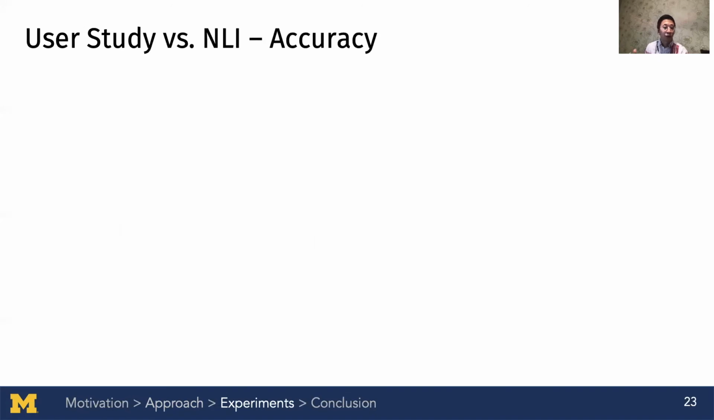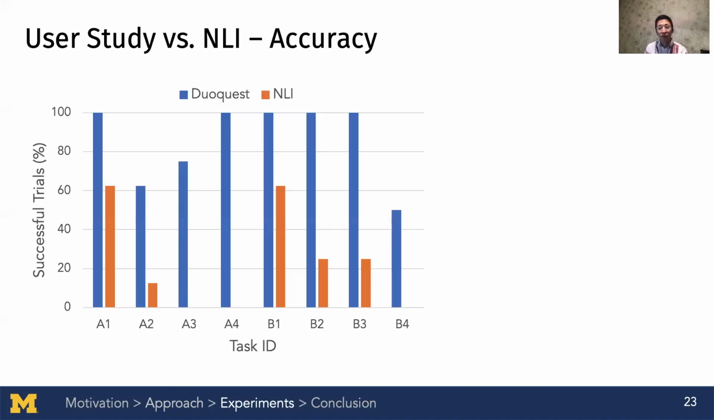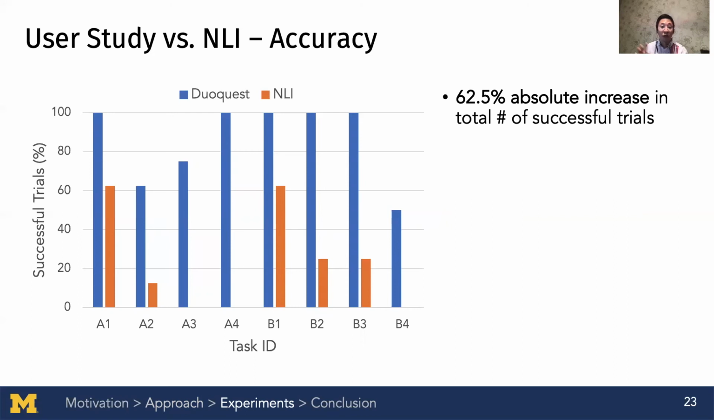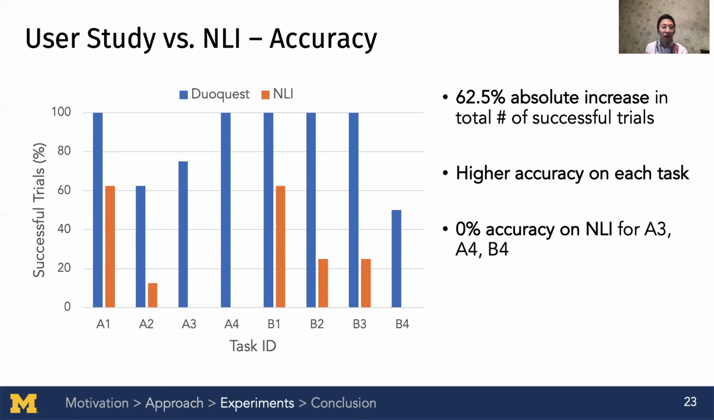When we compared with the natural language interface, these are the results that we got. The x-axis shows each independent task that we tested people on, and the y-axis shows the % of successful trials where users got the result that they were supposed to. On the aggregate, there's a 62.5% absolute increase in the total number of successful trials across all of these tasks. We also observed that the blue bars are higher for each individual task. And finally, on A3, A4, and B4, which are some of the more difficult tasks, there was 0% accuracy for natural language interface. Not a single user got any of those tasks correct.